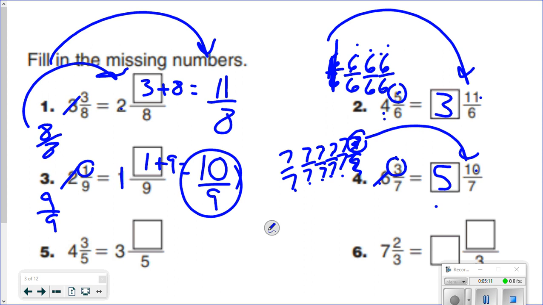Take a look here. They did the same thing here. They took one of these away and they made it a 3. Each one of those is worth 5 over 5 because 5 is my number. So we're going to do 3 plus 5, which would be an 8 up here, over 5.